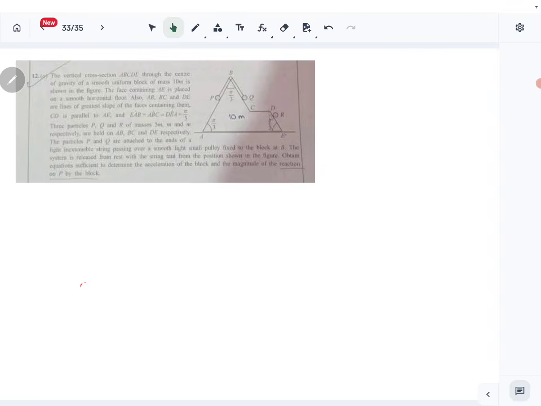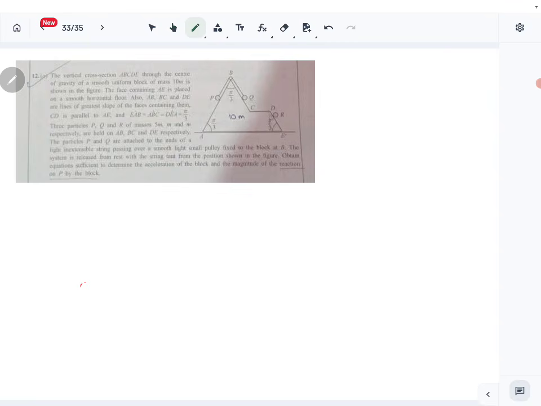The string is inextensible, and the tensions are the same. The system is released from rest with the string taut from the position shown in the figure. Obtain equations sufficient to determine the acceleration of the block and the magnitude of the reaction on P by the block.